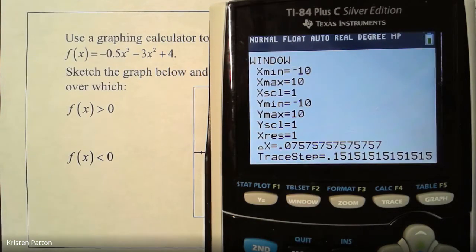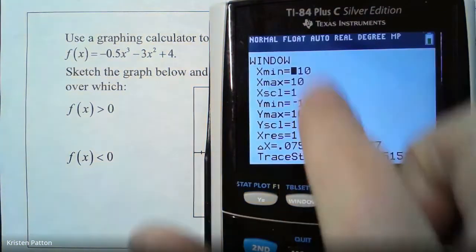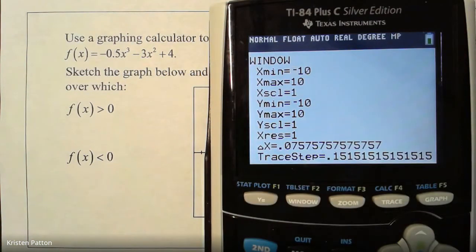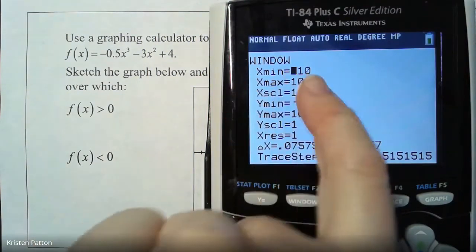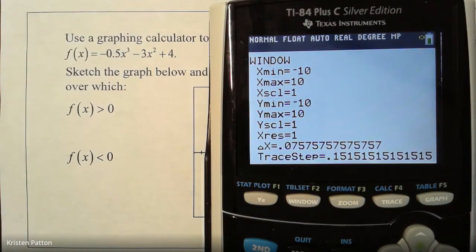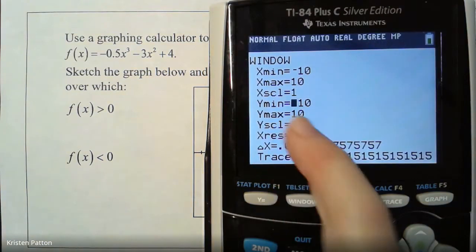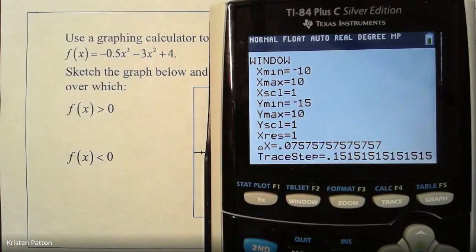On the Inspires, you're hitting menu and then number 4 and number 1. So on the Inspire, menu 4, 1, which will pull up a very similar question set. I don't mind the X's, right? That's going from -10 to 10. I want to go lower. So I'm going to go down to my Y min, and maybe I'll go to -15.